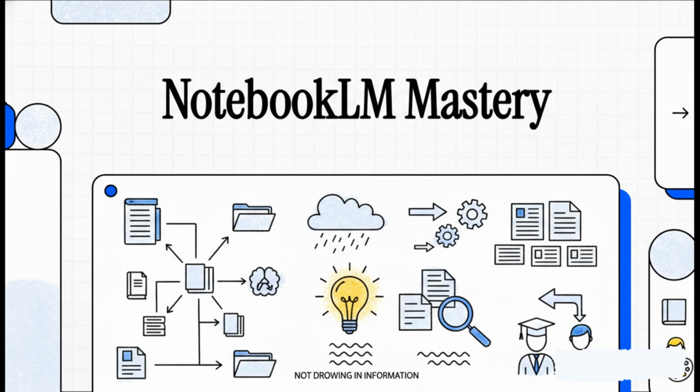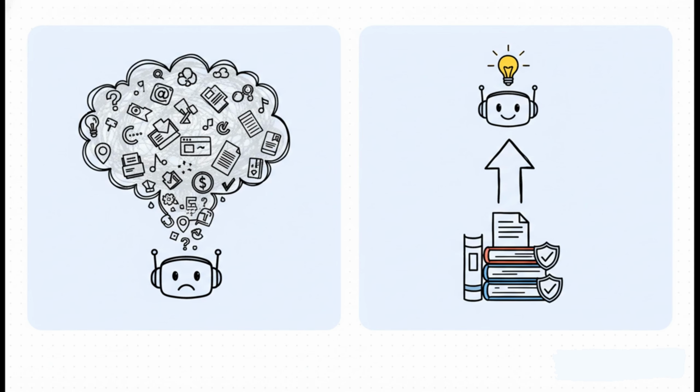So at first glance, NotebookLM might look like just another chatbot, but it's not. It's fundamentally different. You see, a generic AI pulls from the entire, vast, unvetted internet, and that can lead to mistakes, or what we call hallucinations. NotebookLM, on the other hand, is grounded only in the trusted sources that you provide. This drastically, and I mean drastically, reduces those errors and makes every answer verifiable.